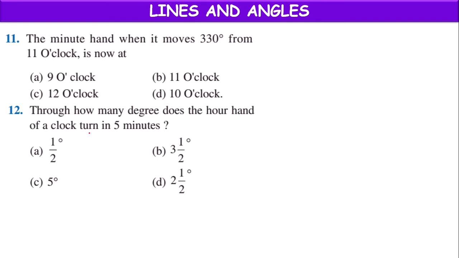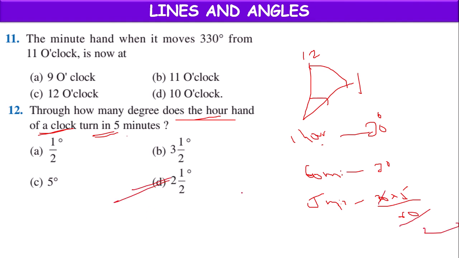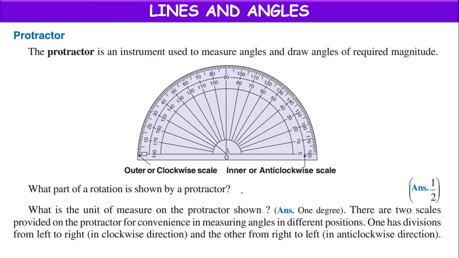Next, through how many degrees does the hour hand of a clock turn in 5 minutes? So the hour hand, for moving from 12 to 1, for moving 30 degrees angle, will take 1 hour time. In 1 hour time, it will move 30 degrees. Means in 60 minutes, it will move 30 degrees. They are asking how much it has moved in 5 minutes. So 30 into 5 by 60, 5 by 2, which is equal to 2.5 degrees.